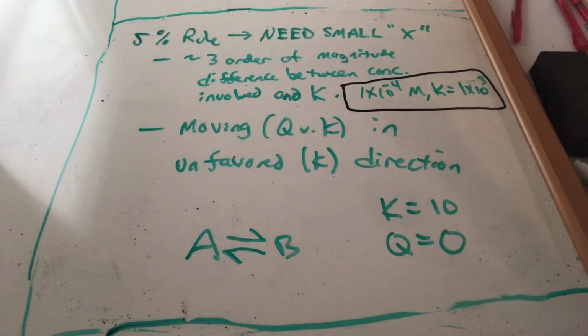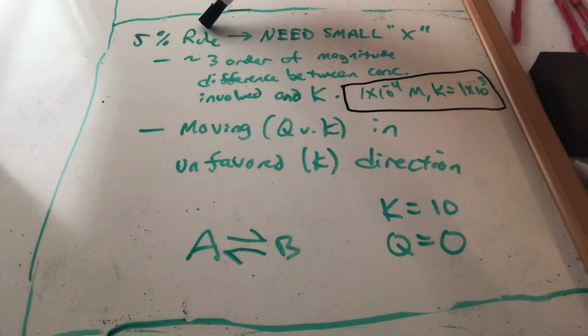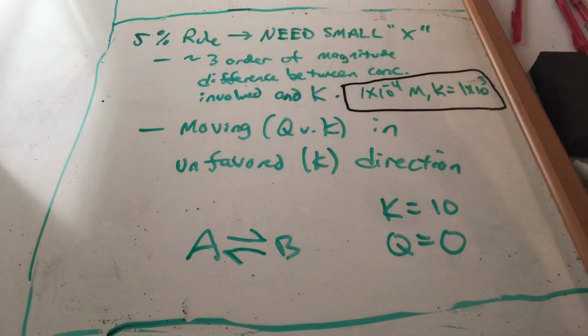So before we get to what the mathematics actually are, for the 5% rule, what we'll need, and you'll see it when we get to the math, but for now, let's just make sure you understand what the checks are. What you'll need is a small x. If you can look at your setup and decide that your x is small, then you know that you should try the 5% rule because it's going to save you time mathematically.